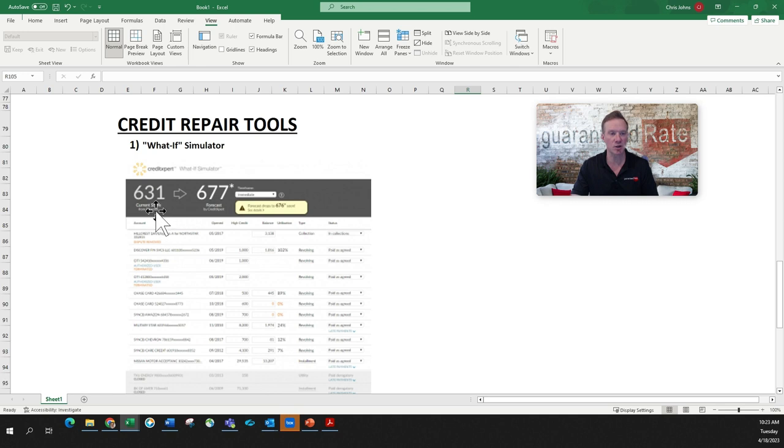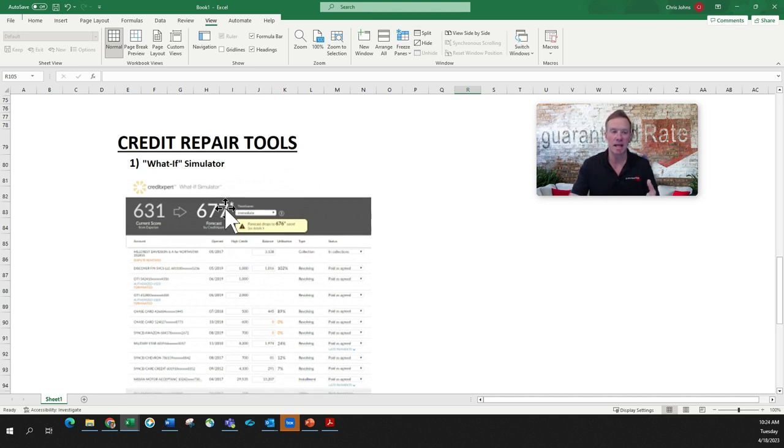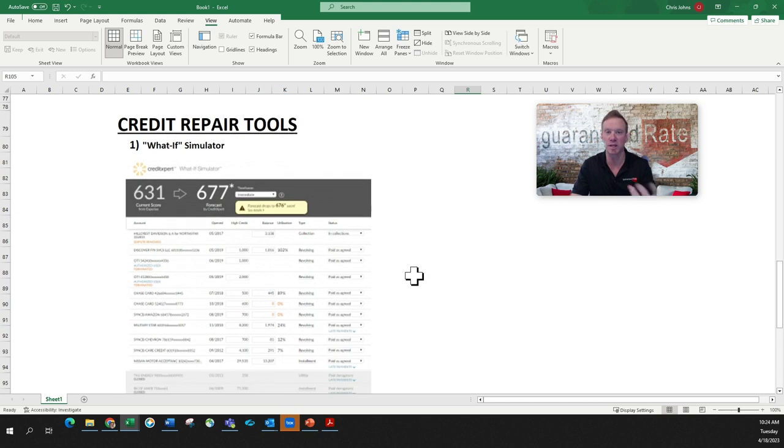So in this particular case, this person came to me with a 631 credit score, and we started to analyze what we would need to do. So if I pay off this card and pay off this card, how is that going to affect my score? And it turns out it's going to raise the score by about 46 points. So you're going to go from a 631 to a 677. That's a pretty good jump, and that's something that I can tell you in real time.